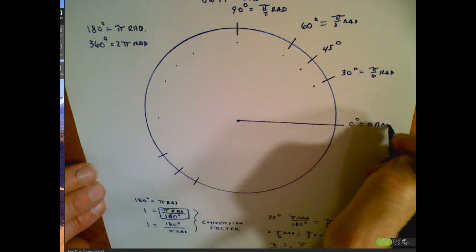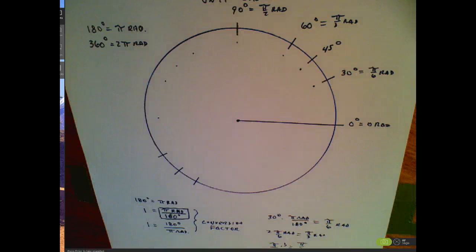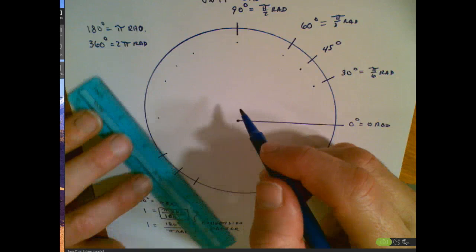So that's 0 degrees is equal to 0 radians. Okay, so now we have quadrant 1 all done. Well, what about the rest of the circle? They're wanting to be done too. So let's just go ahead and put in the rest of these.